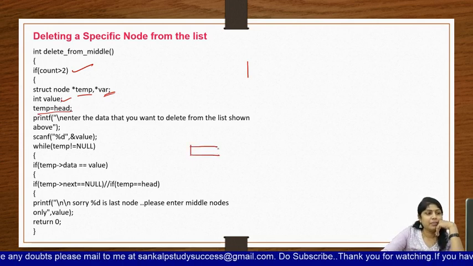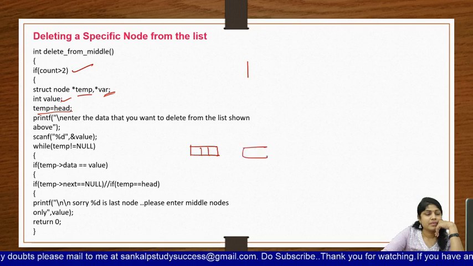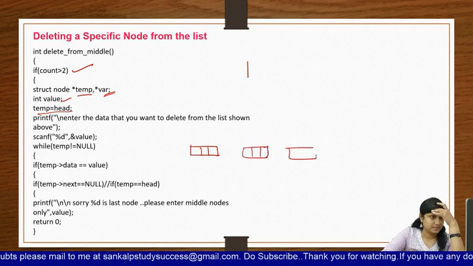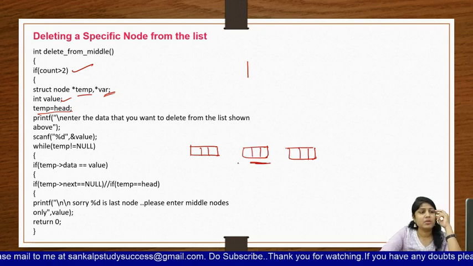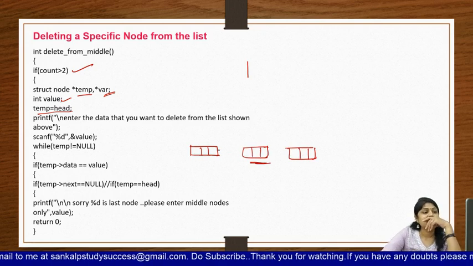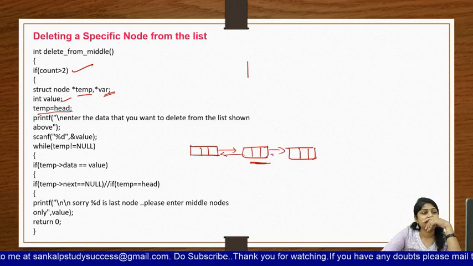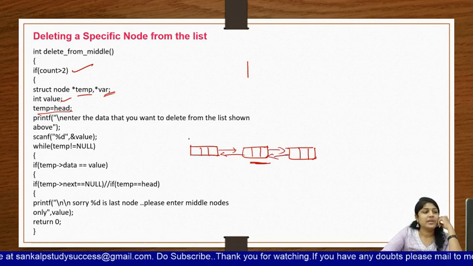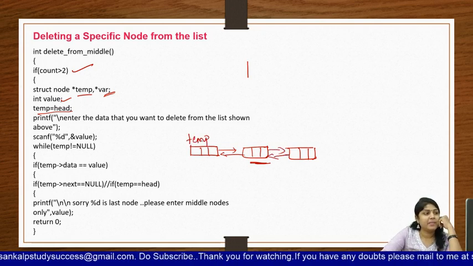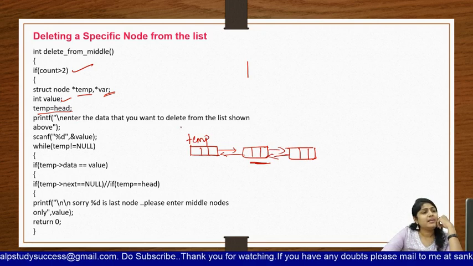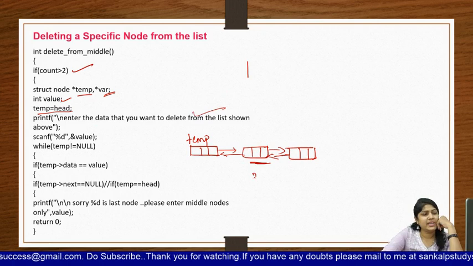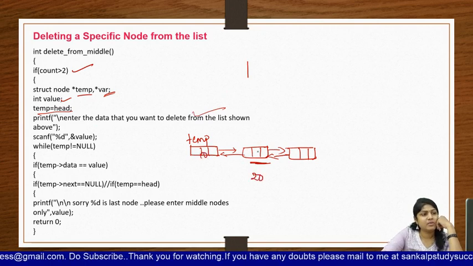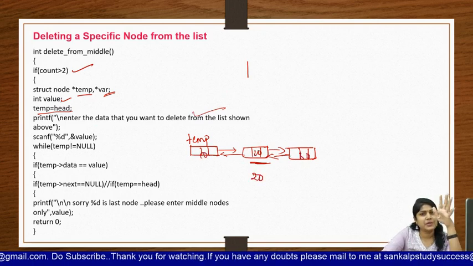So I have couple of elements. So I want to delete this. I have 3 elements. I want to delete this. So initially this is my head, right? This is my head. So here head is temp. Now enter the data you want to delete from the list shown. I want to delete 20. For example, here 10 undi, ikkada 20 undi, ikkada 30 undi. I want to delete 20.